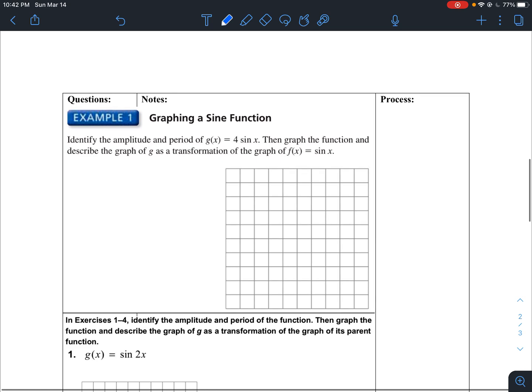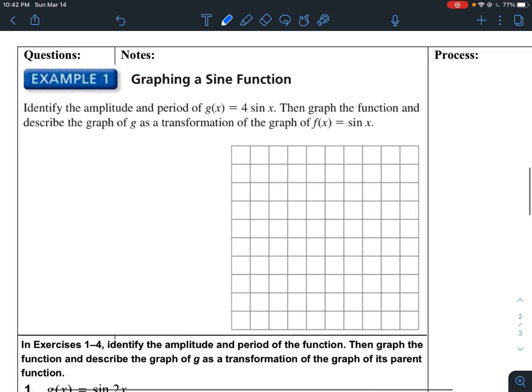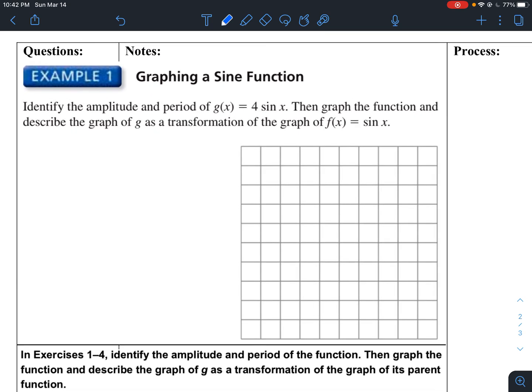Okay, so let's come down here and graph. Identify the amplitude and the period of these functions. We want to identify the amplitude and the period, and then graph it and describe its transformation. You notice the amplitude, so a is equal to 4. So this is our amplitude. Our amplitude is going to be 4. A is going to be 4.